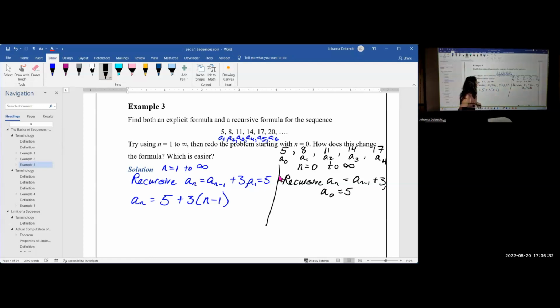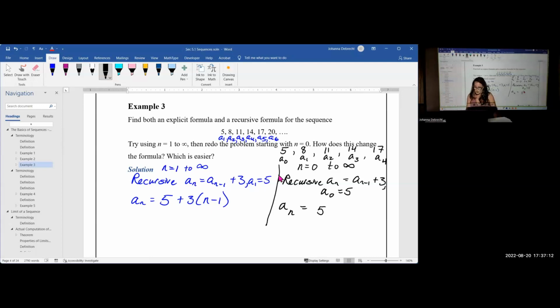How can we take this explicit formula here and rewrite it in some format so that we can generate the same list of numbers? So the non-recursive formula, the explicit formula, a sub n, if we start with 5, what do I want to do? Well, to get a1, I want to add 3 one time. And to get to a2, I want to add 3 twice. In other words, the number of times I add 3 matches the subscript now.